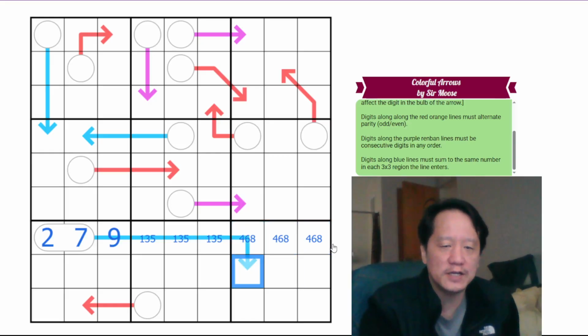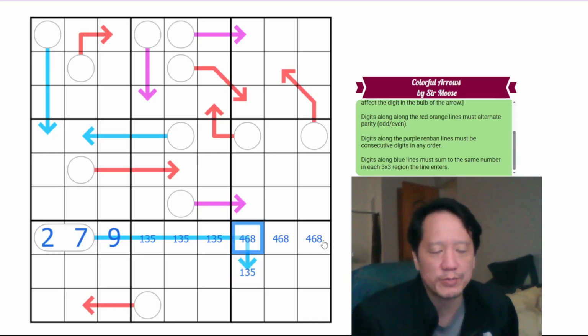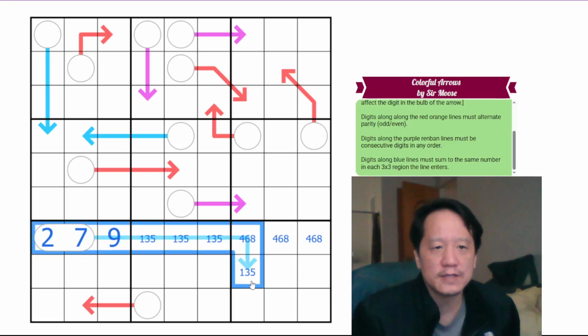To add up to 9 here, then, it has to be 4 and 5, 6 and 3, or 8 and 1. And those are the possibilities. So we have that set there.